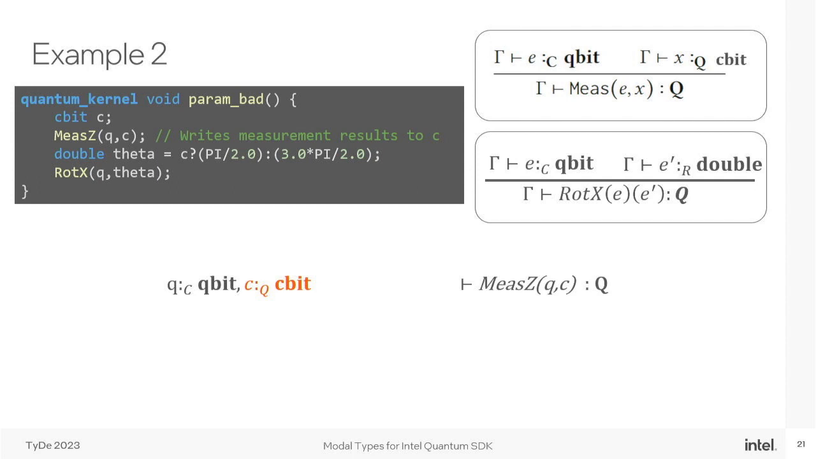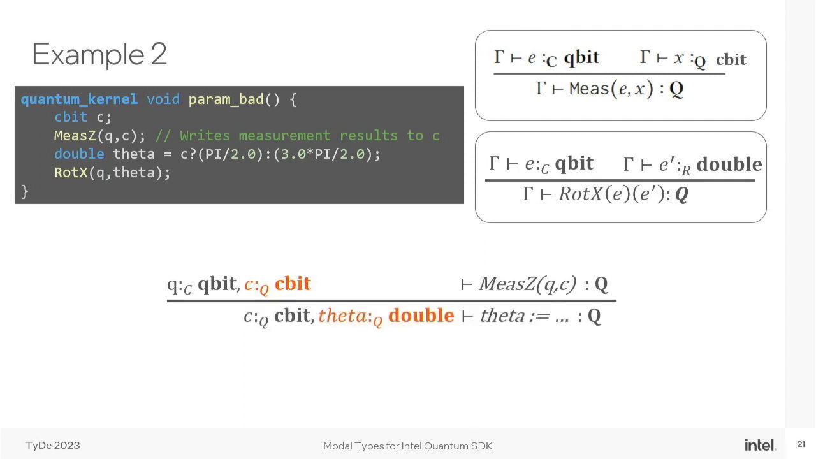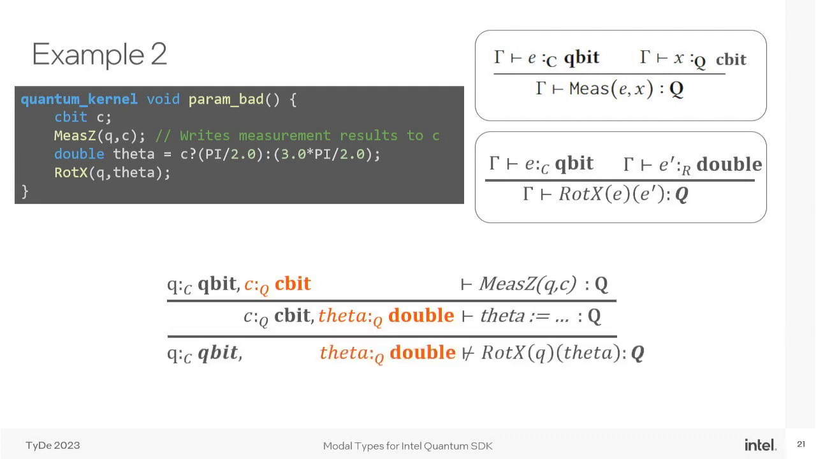But in the second example, the c-bit variable is not available at classical runtime. It's available at quantum runtime, right? Because it's being written to by the measurement. So therefore, theta is also only available at quantum runtime, and so can't be used as a parameter in the rotation.